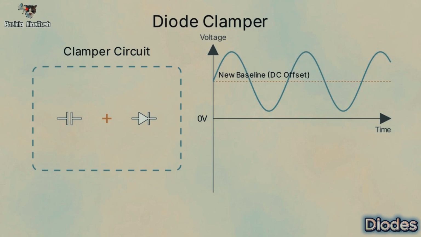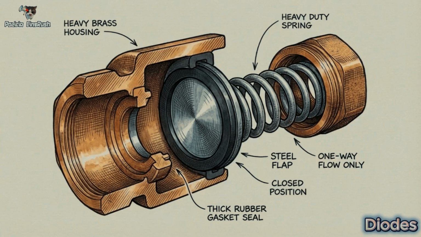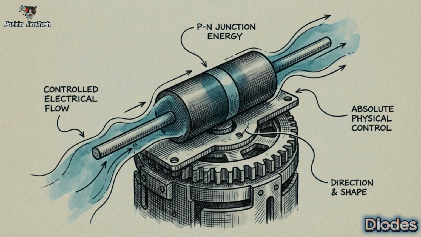Whether they are clipping dangerous spikes or elevating data streams, diodes are precise surgical instruments used to shape, move, and protect information. At its core, the diode is simply a strict one-way valve. It is a basic tool that grants us absolute physical control over the direction and the shape of electricity.